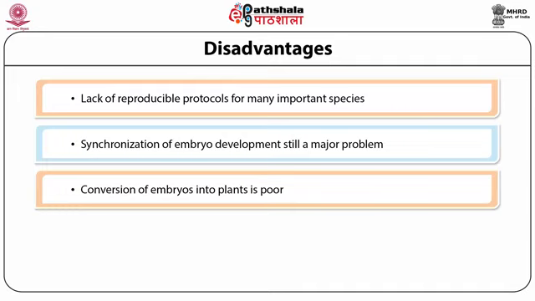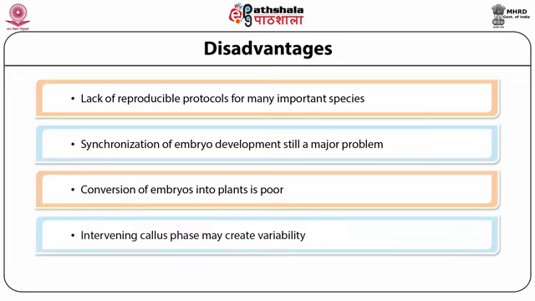And the other, which also is a problem with the shoot bud regeneration, is that the intervening callus phase many a times induces off-types or variability, which is not acceptable in clonal propagation. But as I said earlier, by choosing the right concentration of auxin and cytokinin comparatively on the lower side, you can overcome this particular drawback of variability by reducing induction of abnormal embryos.